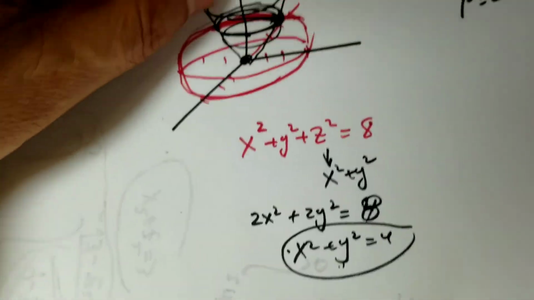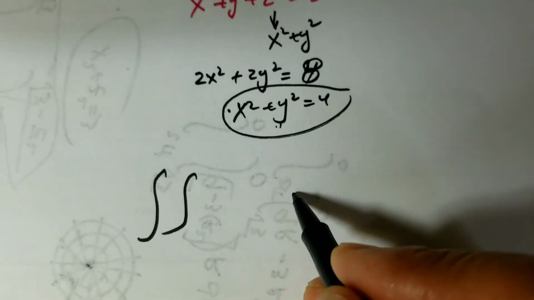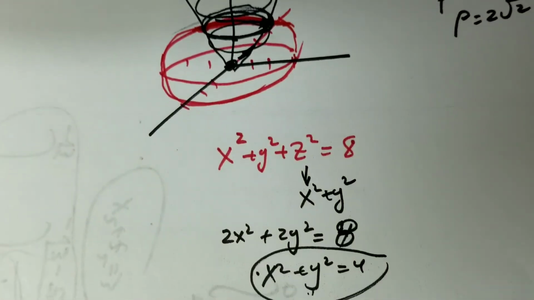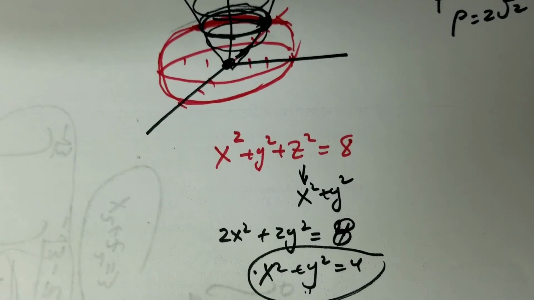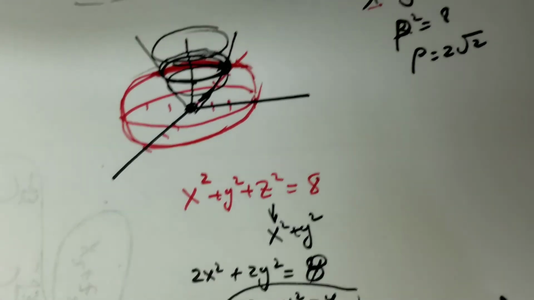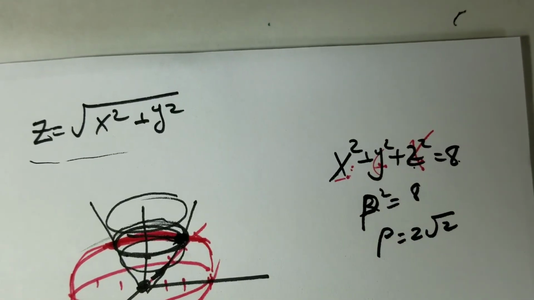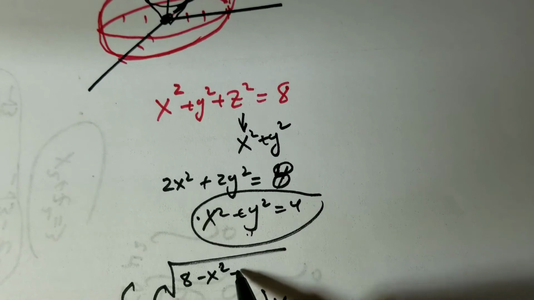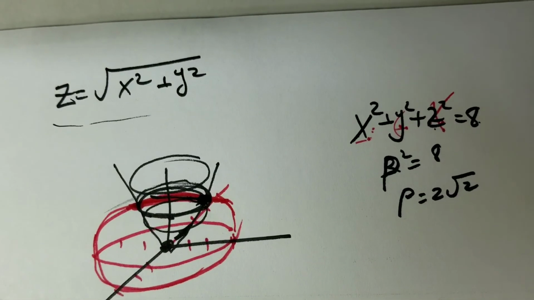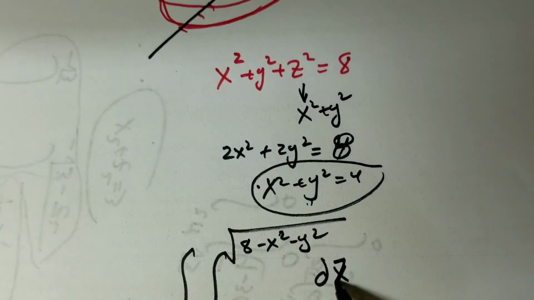We're going to say, first, I'm going to put a dz here. Okay, what is my z here? My z at the bottom is the square root of x squared plus y squared. What is my z at the top? You have to solve for z and take the positive: it is the square root of 8 minus x squared minus y squared. I got it from that one. That was your dz.